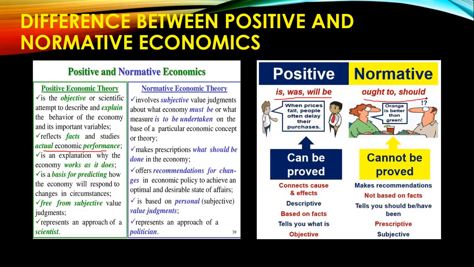Normative is what ought to be, what should be, kaisi honi chahiye, right? You cannot prove that statement because it's not based on facts and figures. It is completely based on one person's opinion. It's completely subjective. It's an idealistic situation. Poverty in India should end. That is normative. COVID should end. Normative. COVID is currently at this level. Poverty level is currently this much. That is positive.